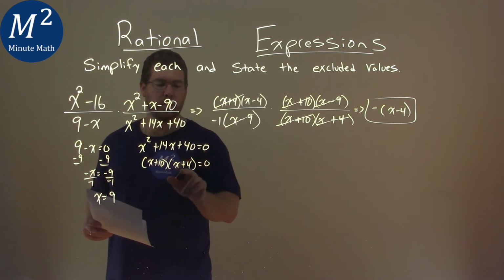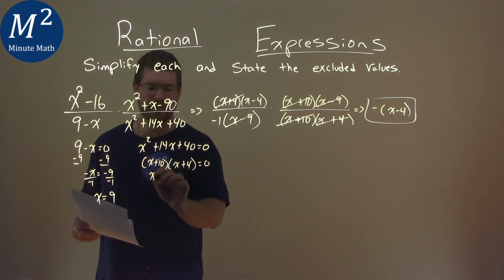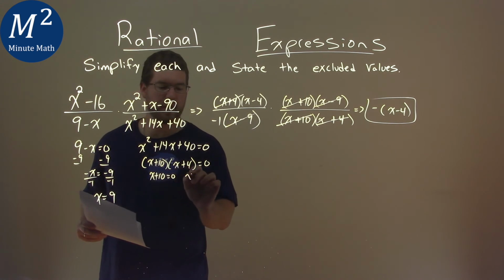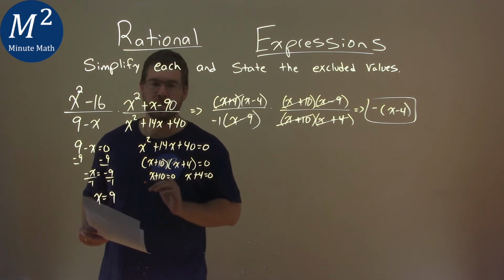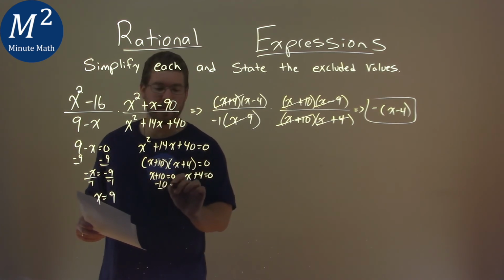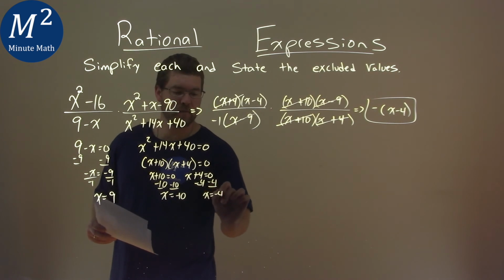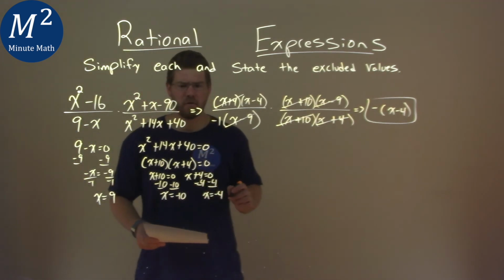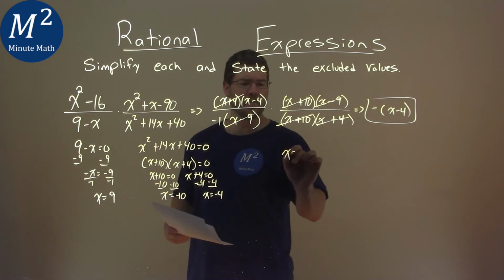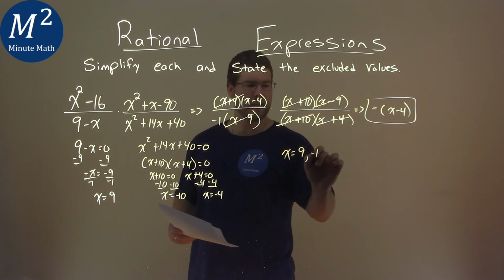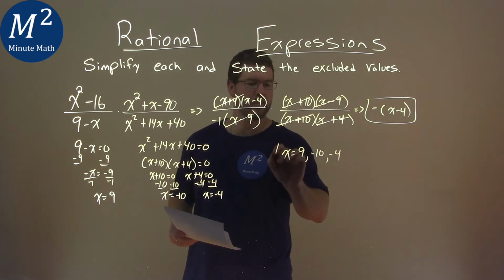We now can set both of these individually equal to 0. x plus 10 equals 0, and x plus 4 equals 0. Solving, subtract 10 from both sides, and x equals negative 10. Subtract 4 from both sides, and x equals negative 4. And so my three excluded values are 9, negative 10, and negative 4.